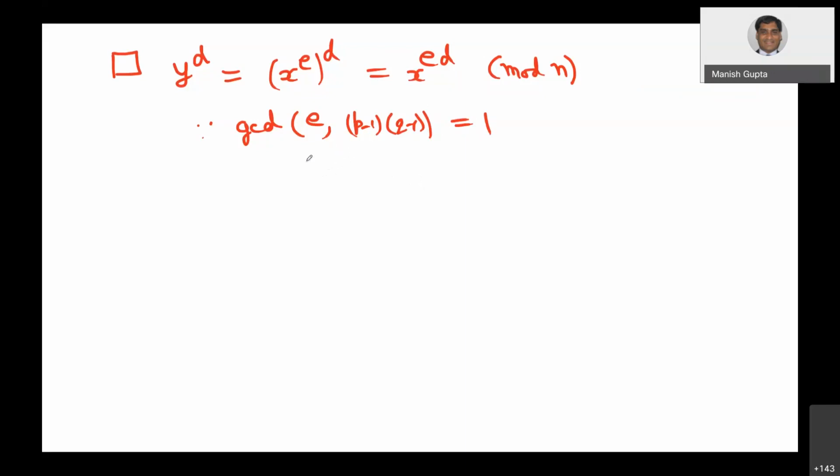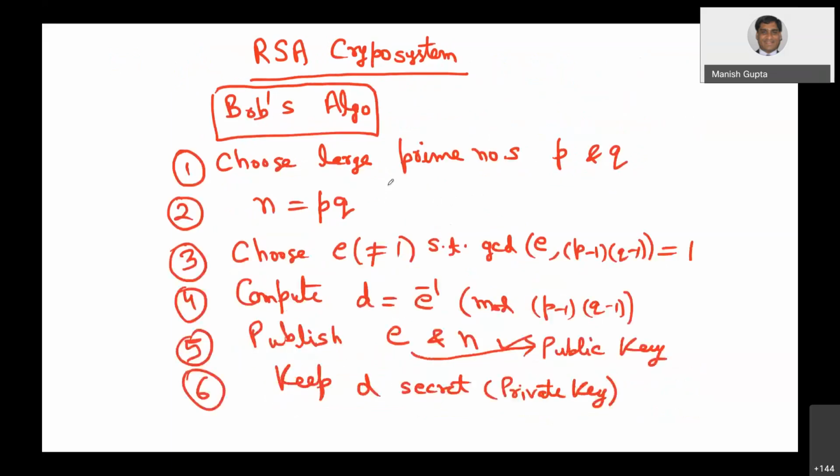This implies that E into D is equal to 1 mod (P minus 1)(Q minus 1). From the previous result, this will happen. Since GCD is 1, we have ED equal to 1 mod (P minus 1)(Q minus 1), right? So there exists a solution D. So that's why this is there, right? Now that means, because E and D are inverses of each other anyway. If you look at the preparation, D is equal to E inverse. So that means E into D is equal to 1 mod (P minus 1)(Q minus 1), right?